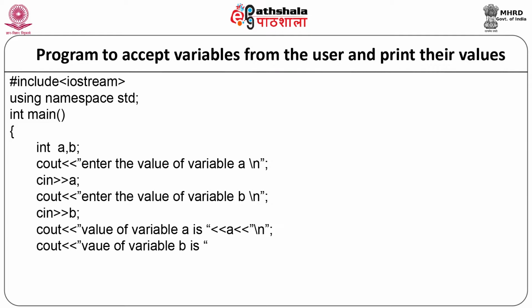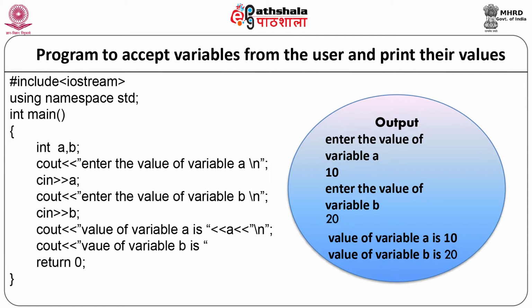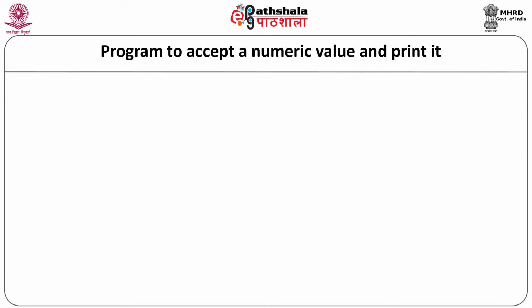Now when the above code is compiled and executed, it will give the following result. Enter the value of variable a, suppose the value entered is 10. Enter the value of variable b, suppose the value is 20. Then it will display the message: the value of variable a is 10 and the value of variable b is 20.